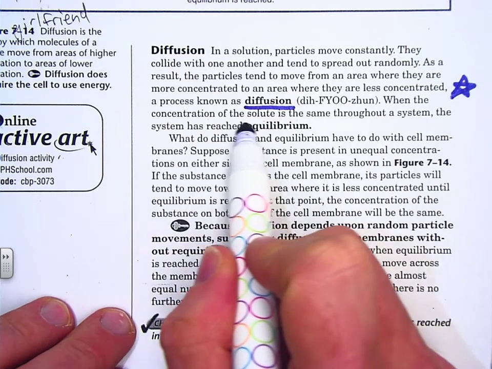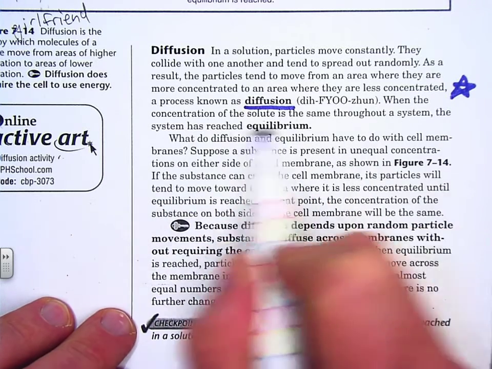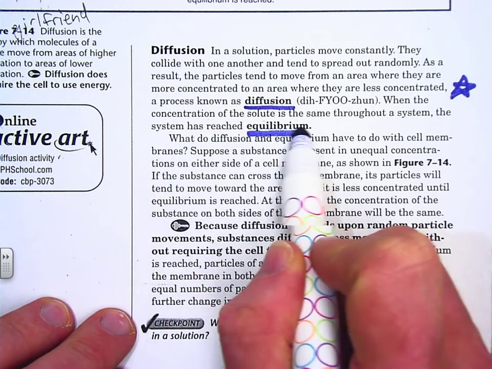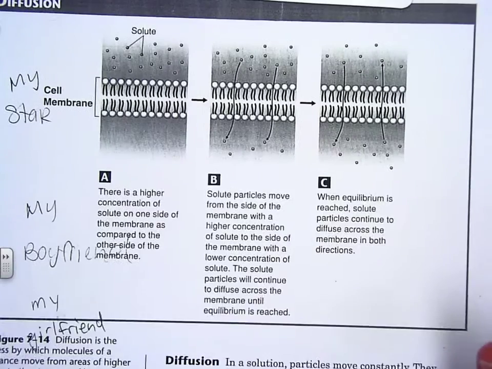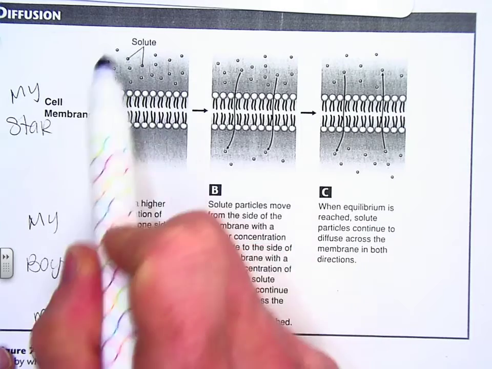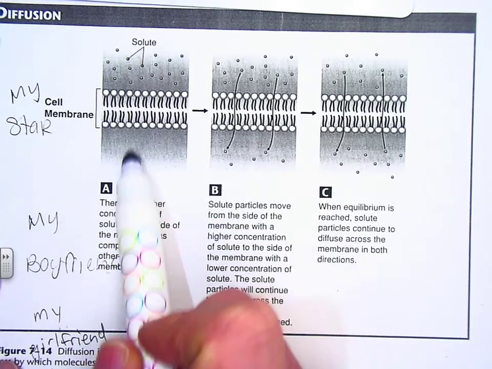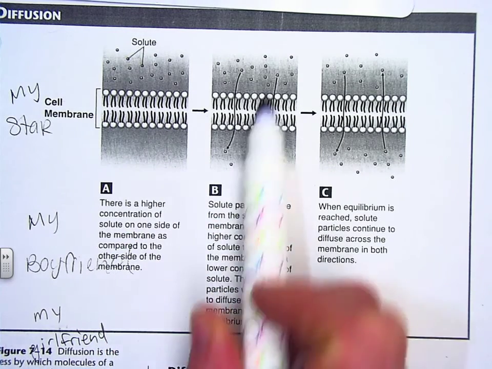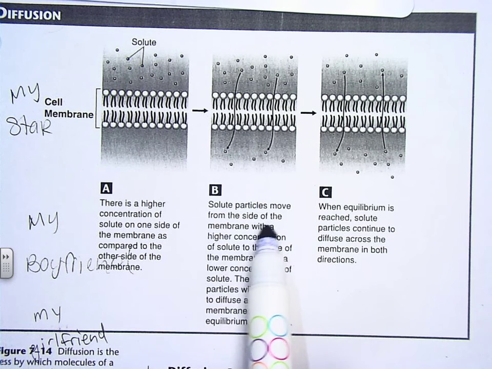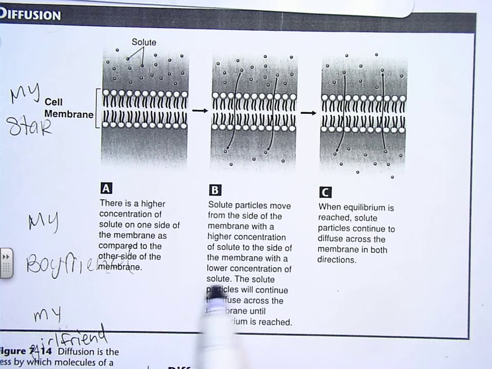When the concentration of the solute is the same throughout a system, the system has reached equilibrium, or balance. Another great vocab word. Check out figure 14. In the first picture, there are more solute molecules on one side of the membrane than on the other side. There is a higher concentration. In picture B, solute particles move from the side of the membrane with a high concentration of solute to the side where there is a low concentration of solute. The solute particles will continue to diffuse across the membrane until equilibrium is reached.